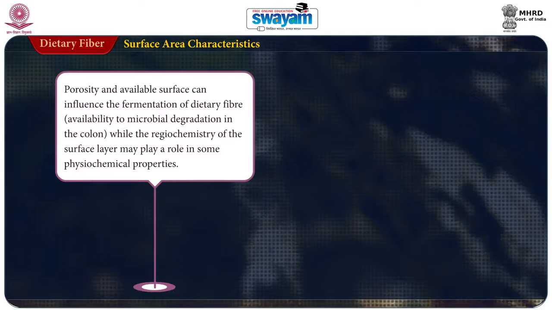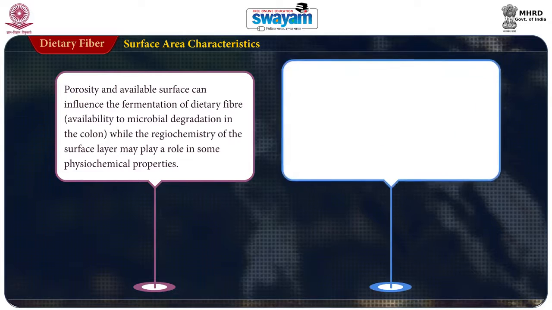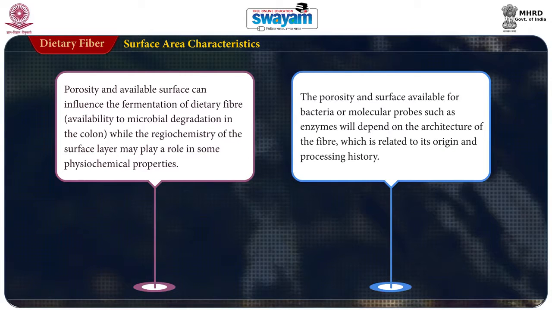Let us now understand the surface area characteristics. Porosity and available surface can influence the fermentation of dietary fiber, while the regiochemistry of the surface layer may play a role in some physiochemical properties. The porosity and the surface available for the bacteria or molecular probes such as enzymes will depend on the architecture of the fibers, which is related to its origin and processing history.